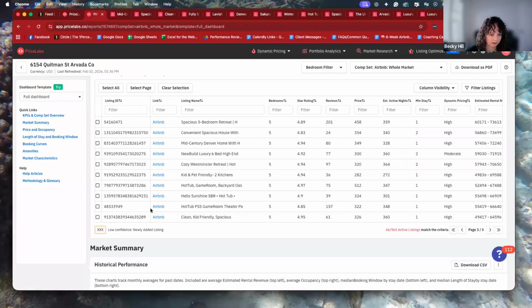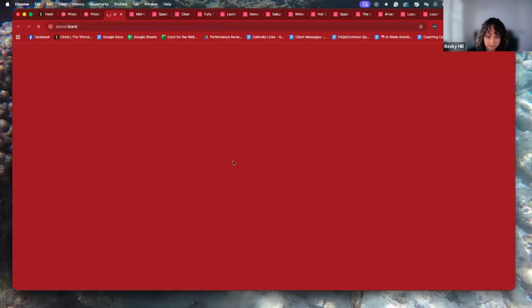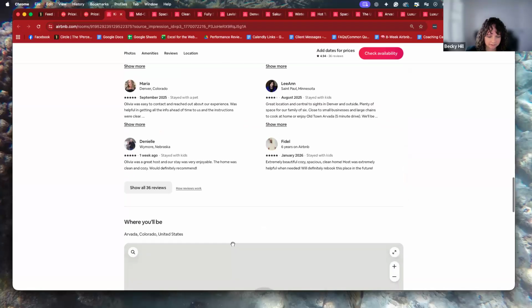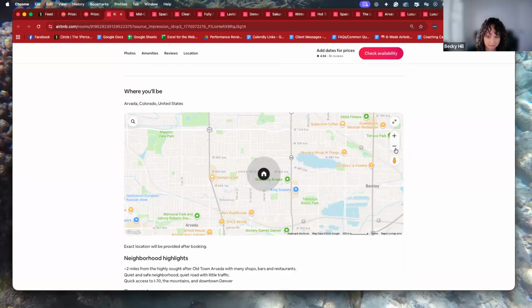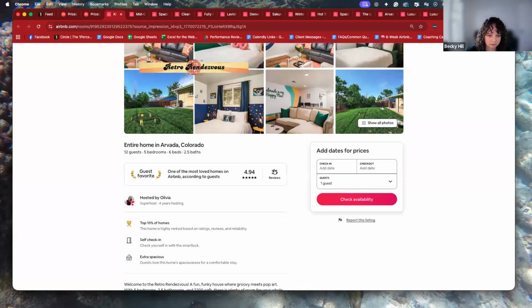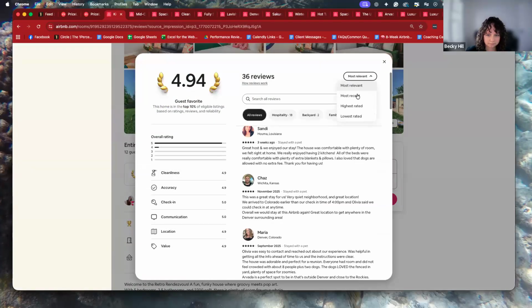Okay. I would keep going. That one was the mid-century. Try to find a couple that don't have a hot tub. Let's see this one. Okay, we're going to do this one. Yep, very close by. Great reviews. Doesn't have a hot tub.